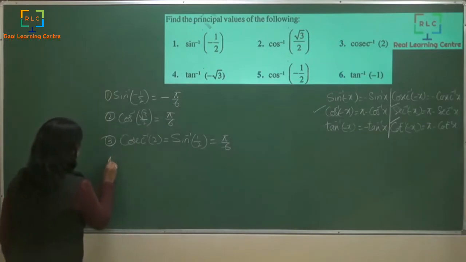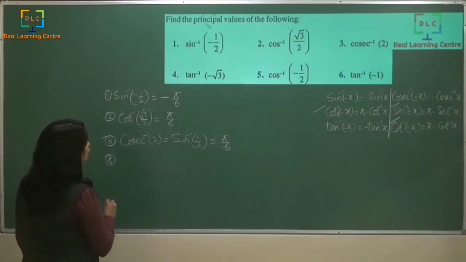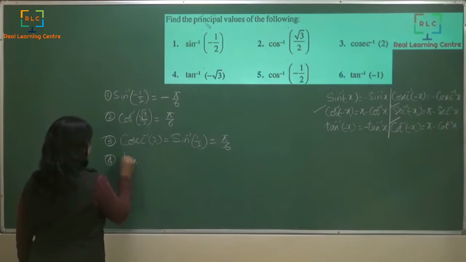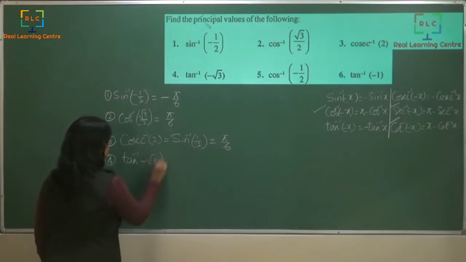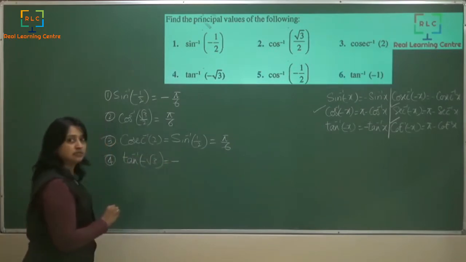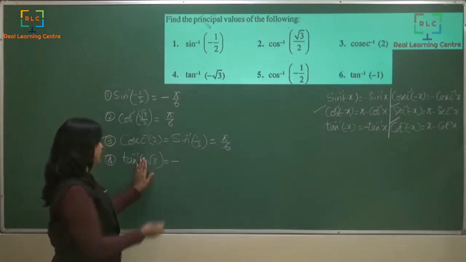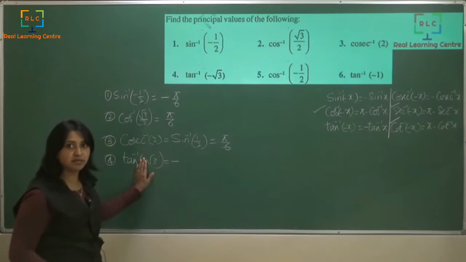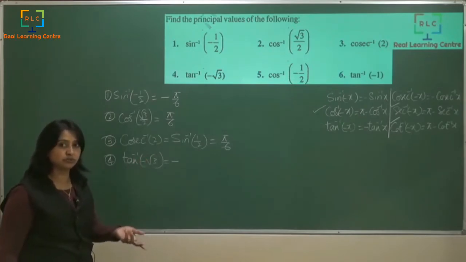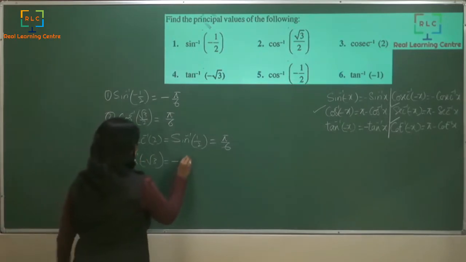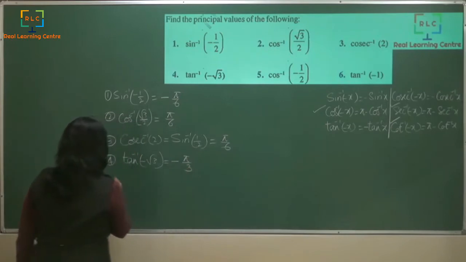Next we'll go to question number 4. Your question number 4 is tan inverse of minus root 3. So minus, tan of what degree is equal to root 3? We tackled the minus, and then tan inverse of root 3 is what is remaining. So tan of what degree is equal to root 3? It is 60 degrees. So it is minus pi by 3. Question number 5.